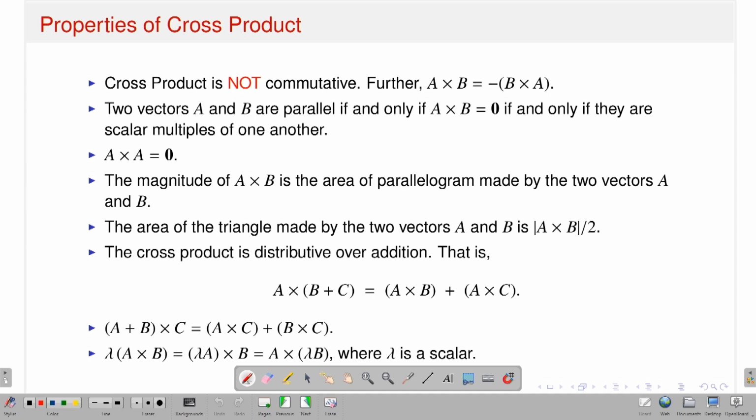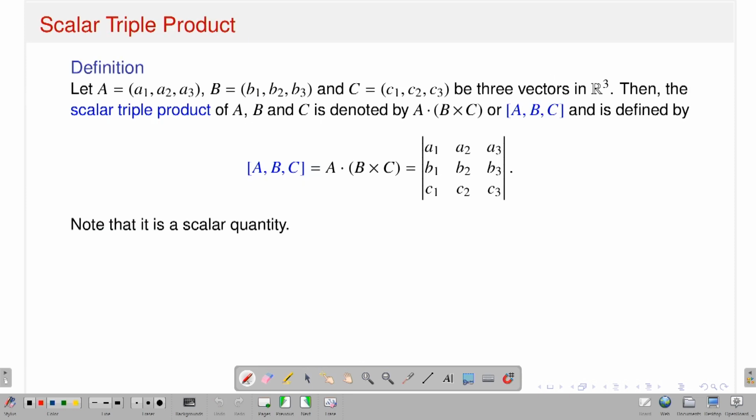If lambda is a scalar, then scalar multiplication lambda times A cross B is equal to lambda A cross product with B, which is equal to A cross product with lambda times vector B. Next we want to define another concept, which is the scalar triple product. This concept is defined between three vectors.